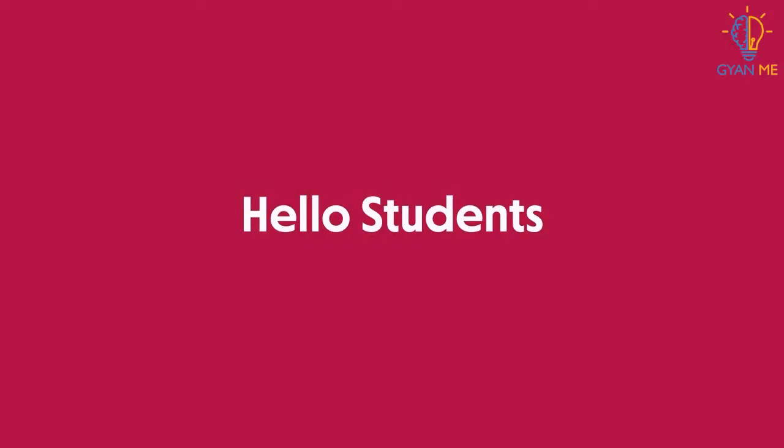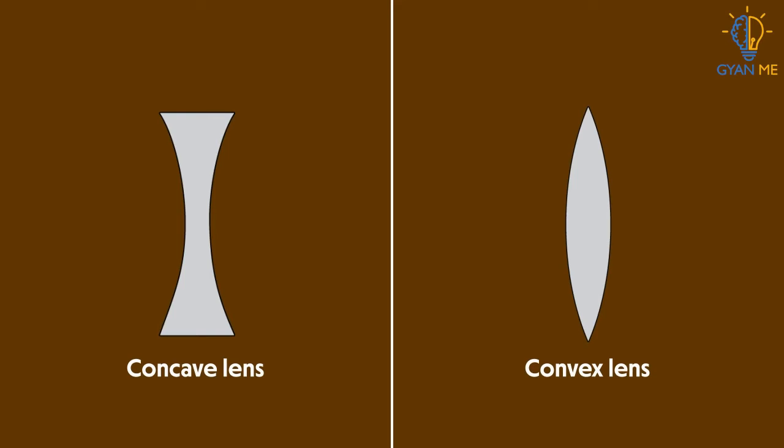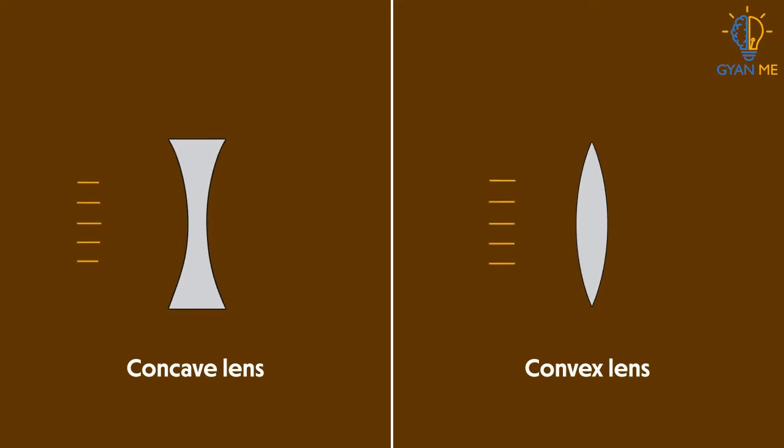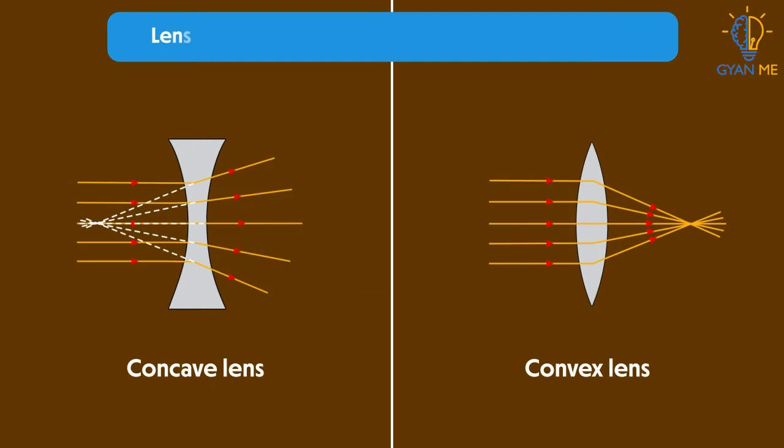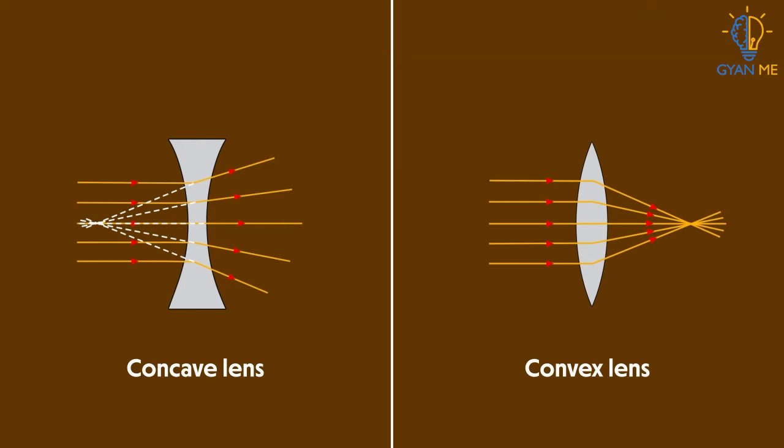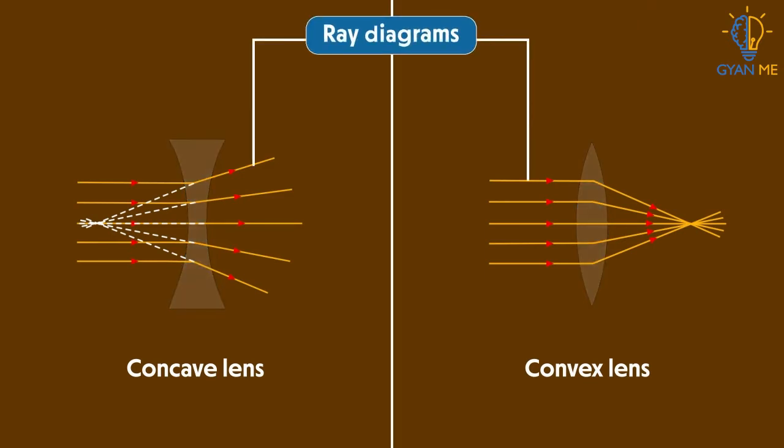Hello students! In our previous video, we saw what concave lenses and convex lenses are. We also saw that they bend light to form an image of the object. Just as we know, lenses also form an image of an object by refracting light. And to make things easier and study them well, we take the help of ray diagrams.